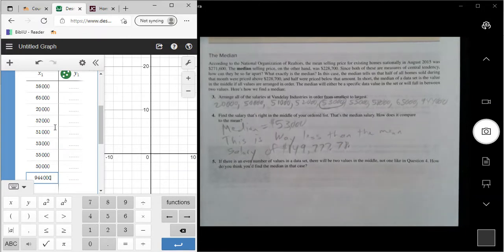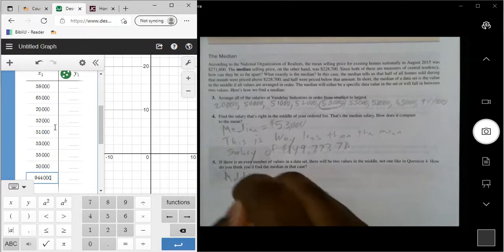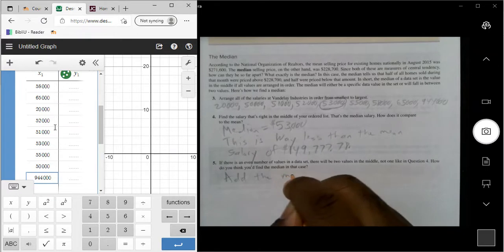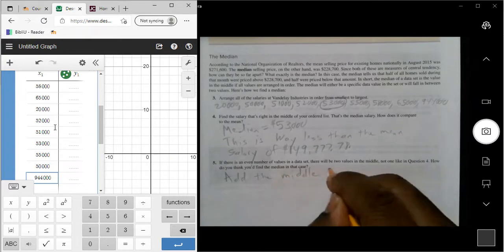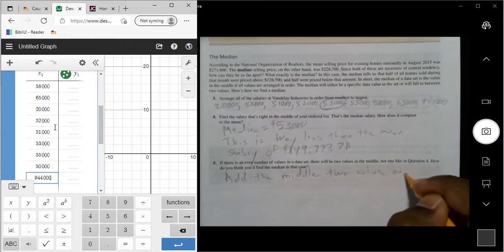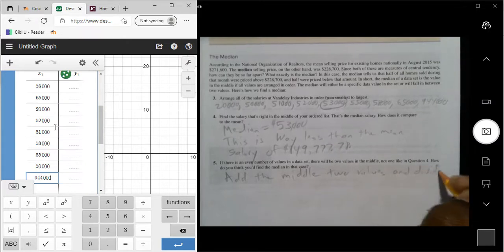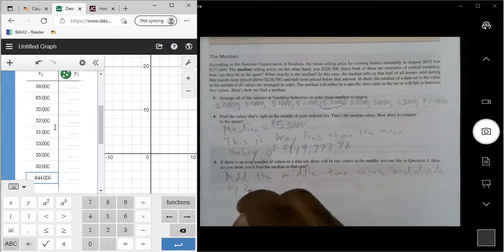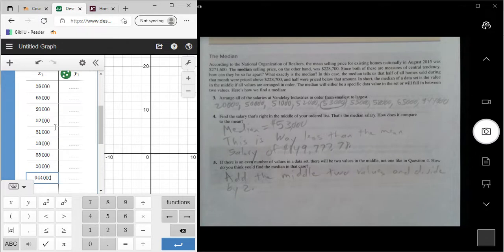If there is an even number of values in the data set, there will be two values in the middle, not one like in question 4. How do you think you find the median in that case? Basically, you would add the middle two values and divide by 2. That's what you would have to do in order to solve when it has an even amount of numbers.